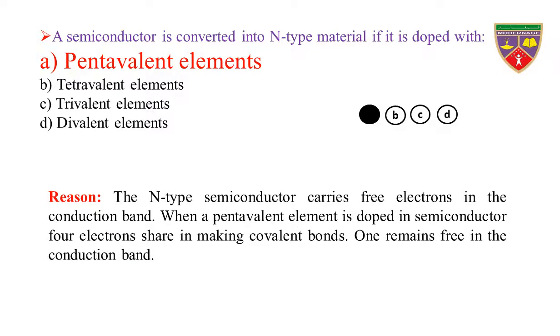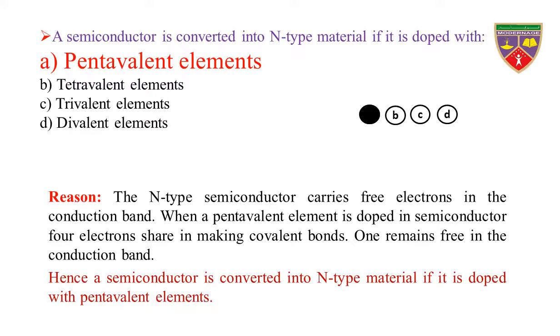Reason: the N-type semiconductor carries free electrons in the conduction band. When a pentavalent element is doped in semiconductor, 4 electrons share in making covalent bonds. One remains free in the conduction band. Hence, a semiconductor is converted into N-type material if it is doped with the pentavalent elements.